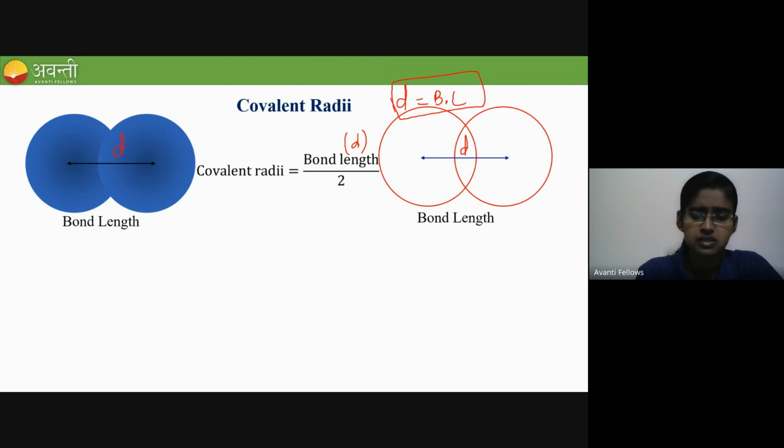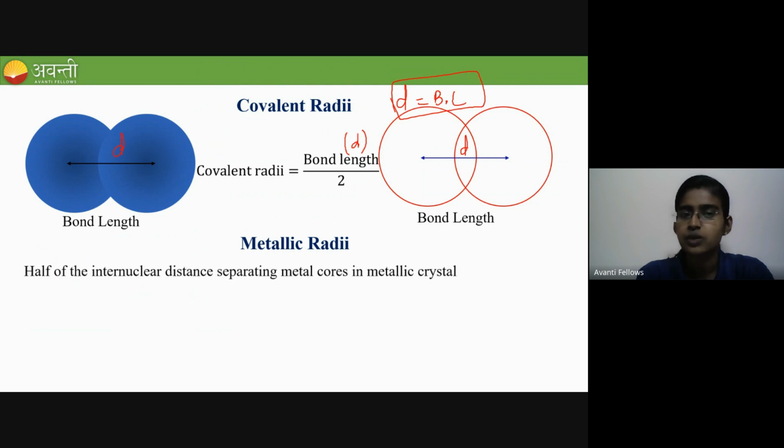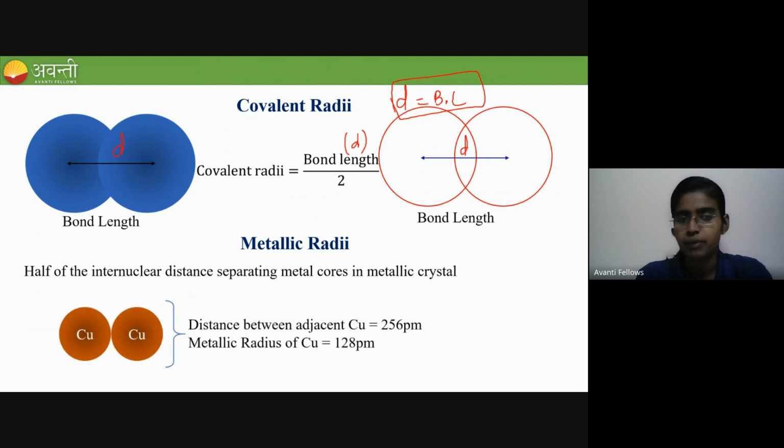Now let me go with metallic radii, the second indirect method to calculate the radius. The definition is half of the internuclear distance separating the metal cores in the metallic crystal. So we have to take a metal. I'll take copper metal for you. Now you see the two copper atoms. They are not overlapped with each other, like in the case of chlorine. In chlorine, we had this overlapping, right?